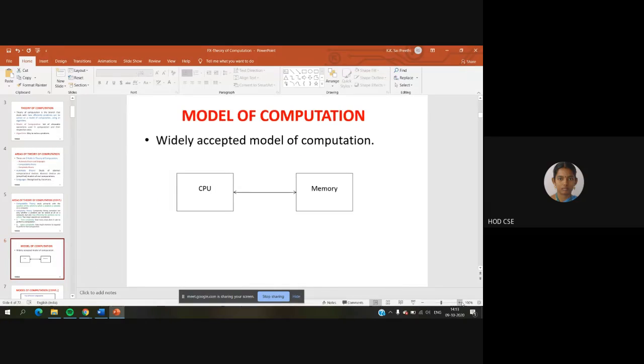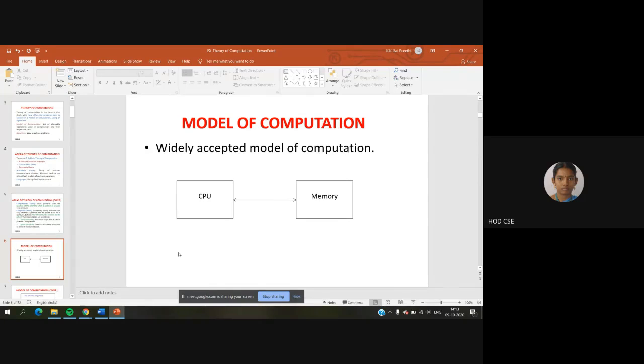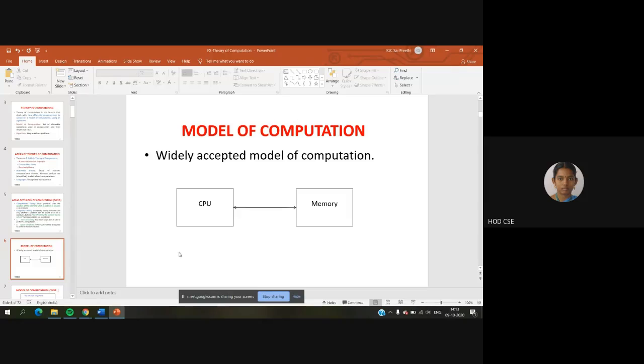If the screen is visible, are you getting the matter very clearly? Anyone, kindly respond? Arul Karthik? Yes, ma'am, visible, ma'am. Okay, thank you.